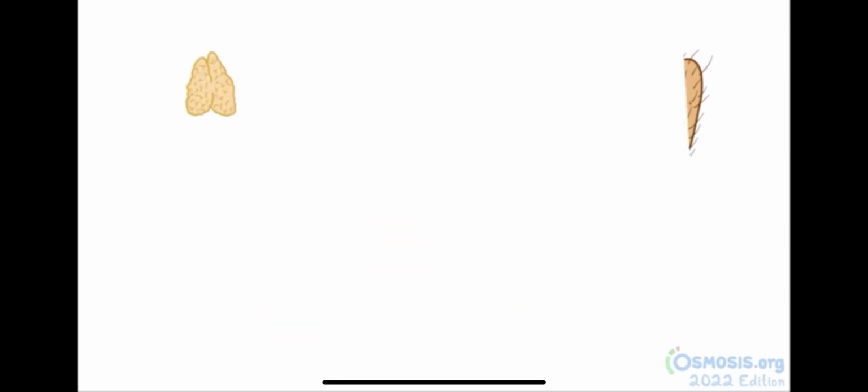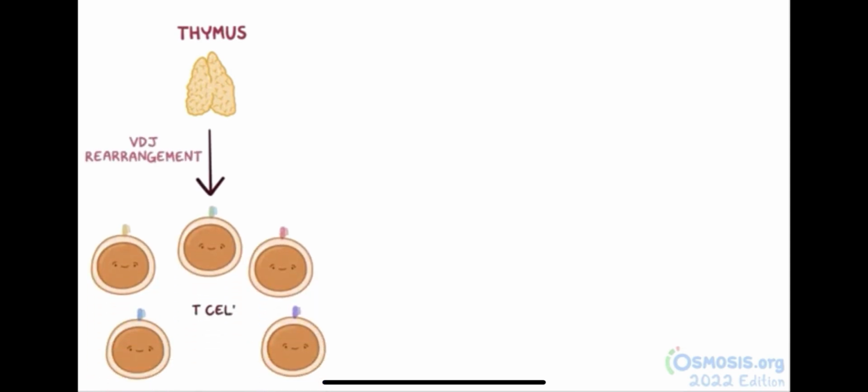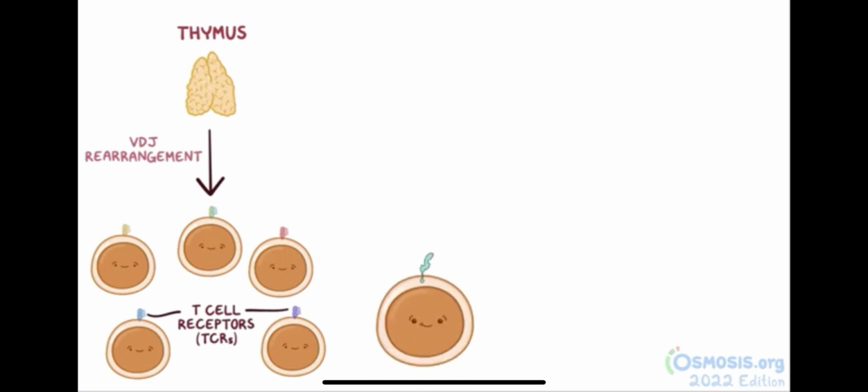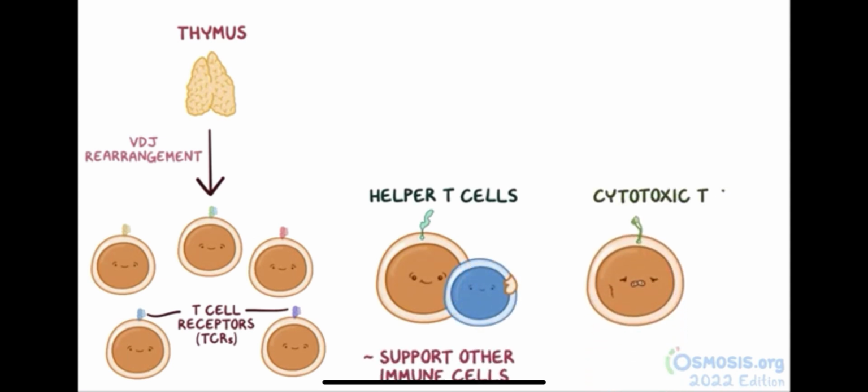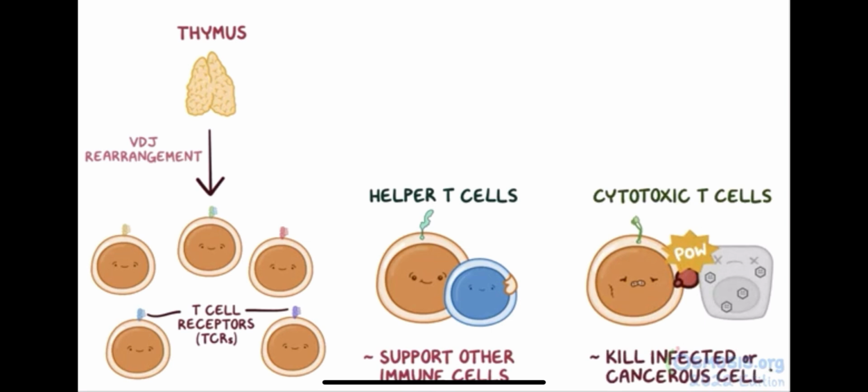T cells develop in the thymus, where they undergo a process called VDJ rearrangement to generate a massively diverse set of T cell receptors, or TCRs. There are two types of T cells which are identified based on molecules they express on their surface. Helper T cells express CD4 on their surface, and their main function is to support other immune cells. Cytotoxic T cells express CD8 on their surface, and their main function is to kill infected or cancerous cells.